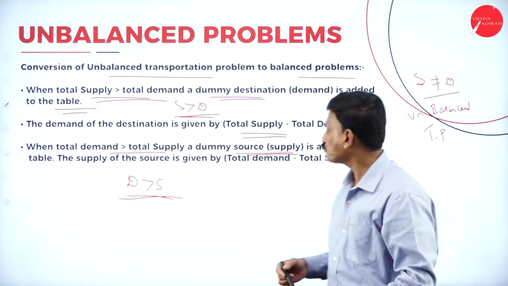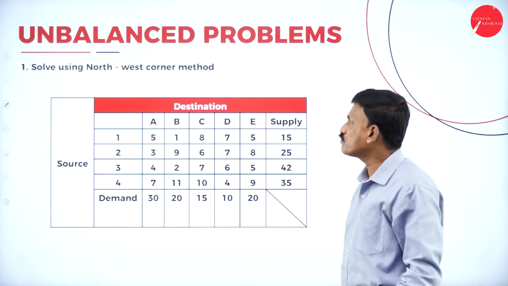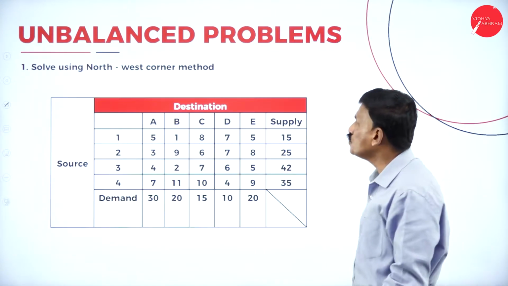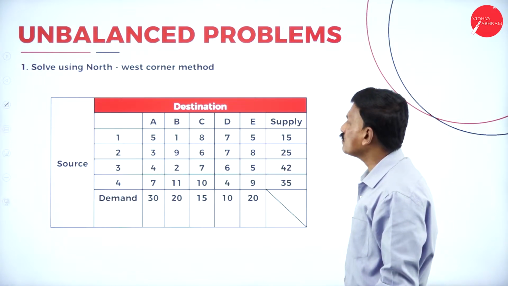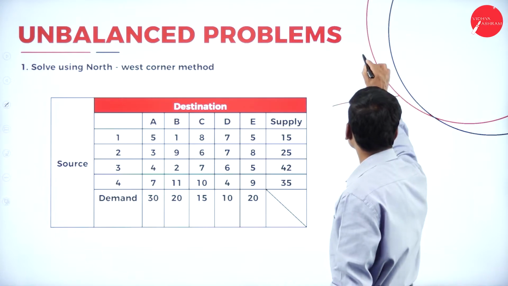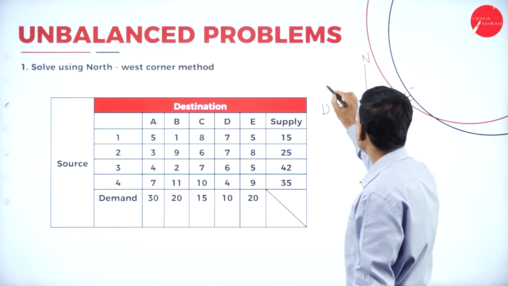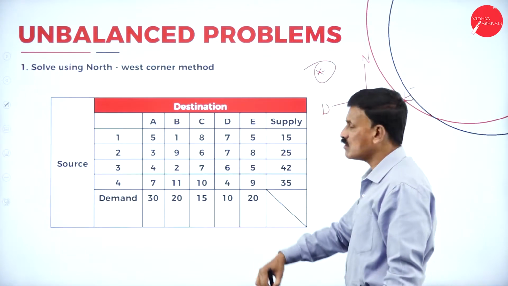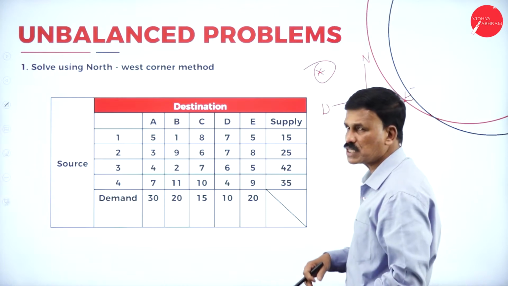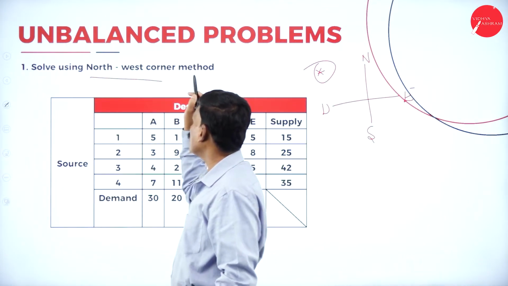Okay. Now let us take an example. Now let us come to the problem. Solve the transportation problem using the northwest corner method. This is north, south, east and west. So identify the northwest element, that is the left topmost element, and simplify. That is using the northwest corner method.